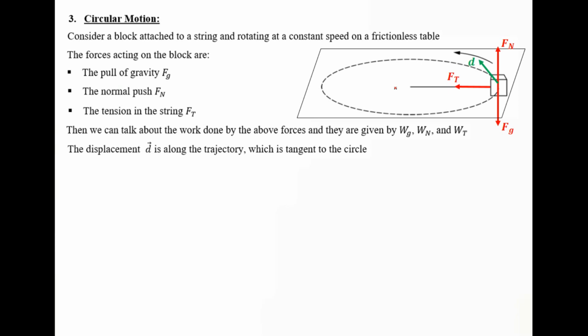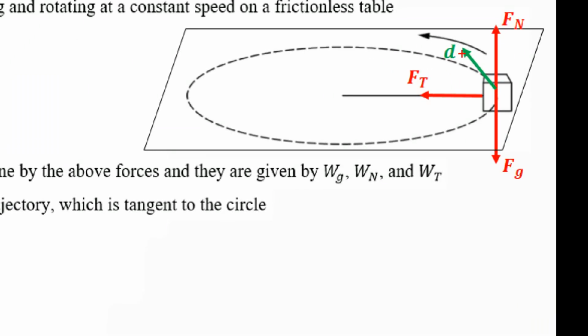Now the displacement would be tangent to the circle, and at this particular point would be represented like that. At this particular point it would be represented to the left. At this particular point it would be represented like that. At this particular point it will be represented like that.